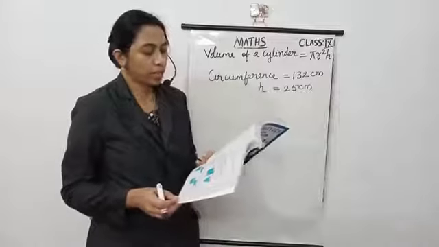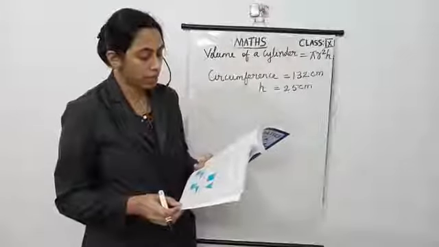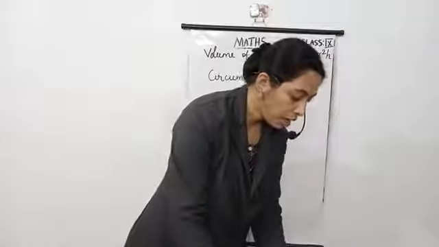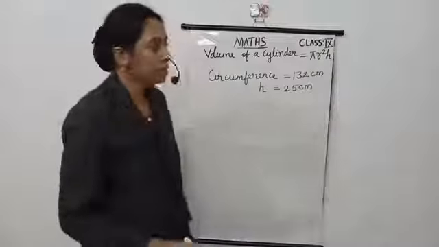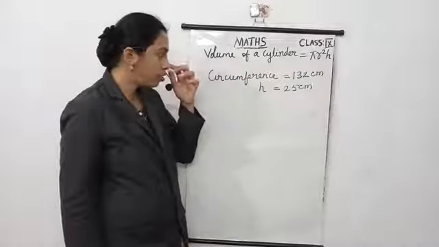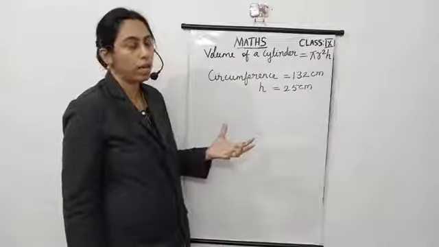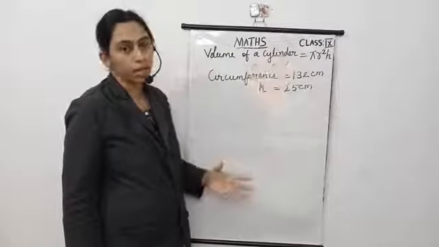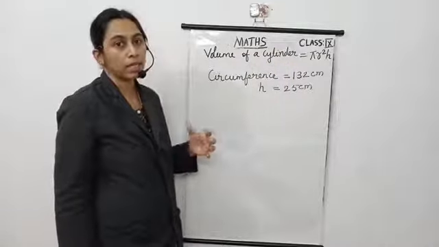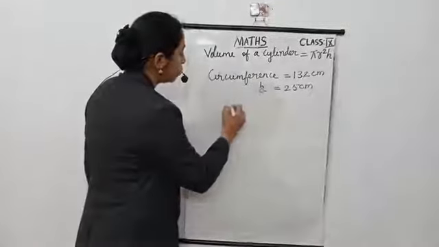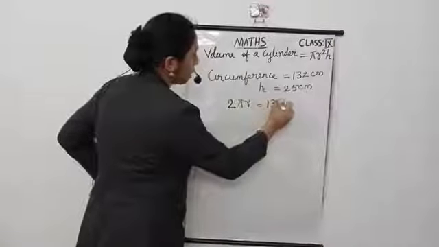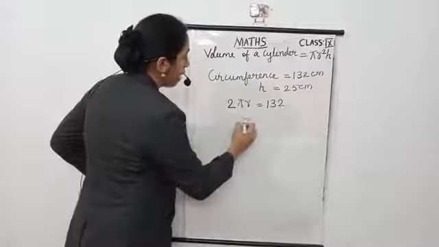So here the circumference of a cylindrical vessel and its height are given. We need to find how many liters of water it can hold. So from the circumference we need to find the radius of the cylinder, then find the volume of the cylinder. So what is the formula for the circumference? The circumference is 2 pi r. So 2 pi r is equal to 132.